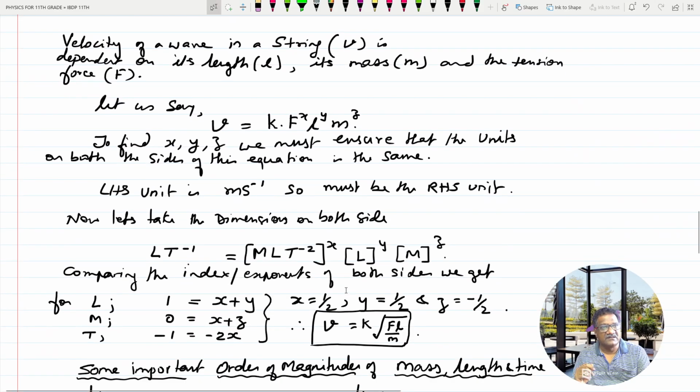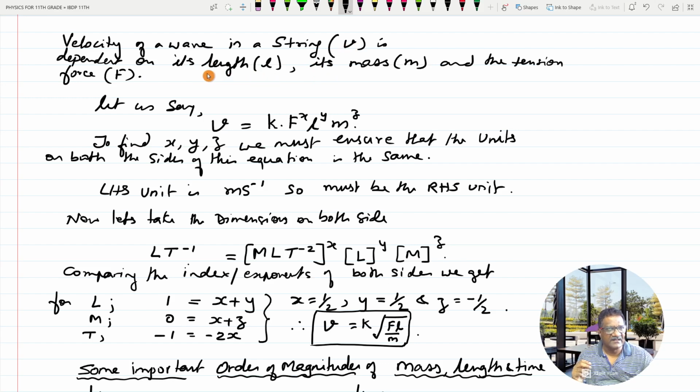Now, velocity of a wave in a string, let it be say v. Now here I am trying to make you understand how this works. Okay, that is, the unit on both the sides has to be same in any formula. Suppose the velocity of a wave in a string, so suppose you have a string and if you pluck that string with some force, okay, then there will be a wave creation in that string, and the velocity of that wave is suppose v.